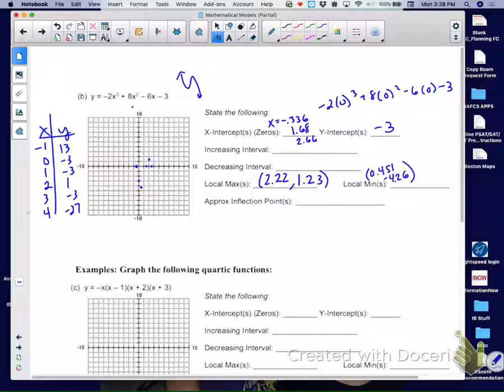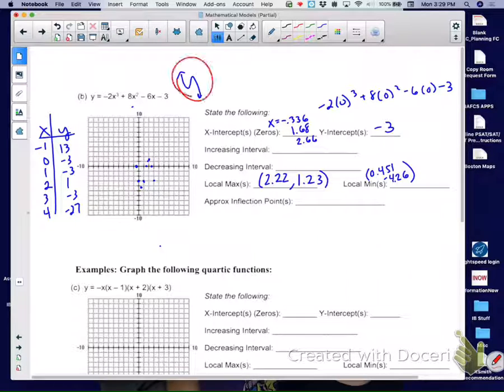1, 2, 3. 1, negative 3. 2, 1. Okay. 3, negative 3. 1, 2, 3. 1, 2, 3. And then 4, negative 27 would be way down there.